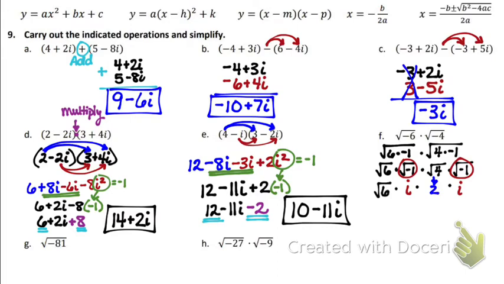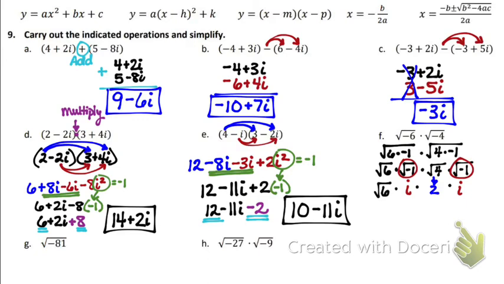What about the square root of 6? I can break it down to 3 and 2. Is 6 a perfect square? Something times itself that gives me 6? Can I break down square root of 2 at all? What about square root of 3? No. So this is as simplified as it gets.